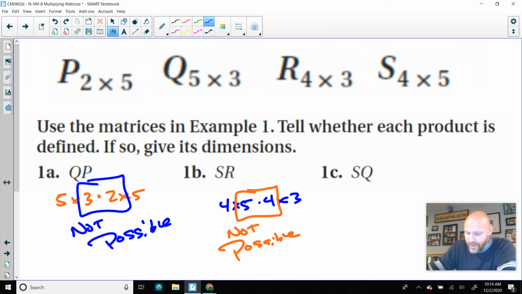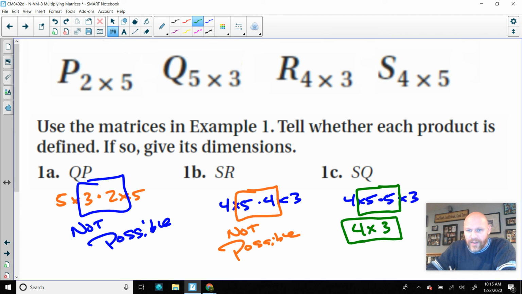All right, let's go ahead and do S times Q. And so for S times Q, we have a 4 by 5 times Q, which is a 5 by 3. And so for this particular one, the numbers in the middle do match. So our answer will be a 4 by 3 matrix. Those are dimensions. So yes, it is possible. And the answer would be a 4 by 3 matrix. So that's how that works.